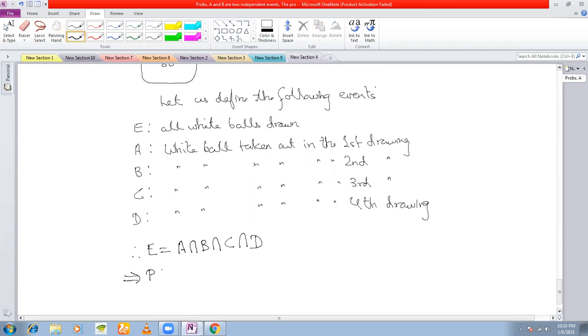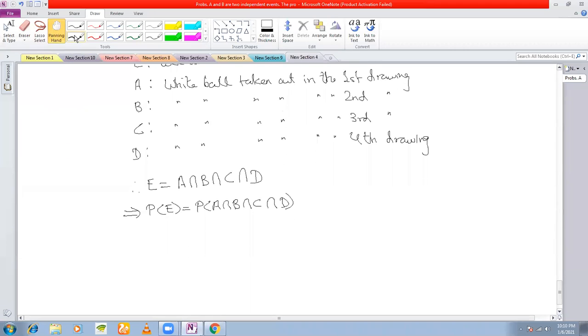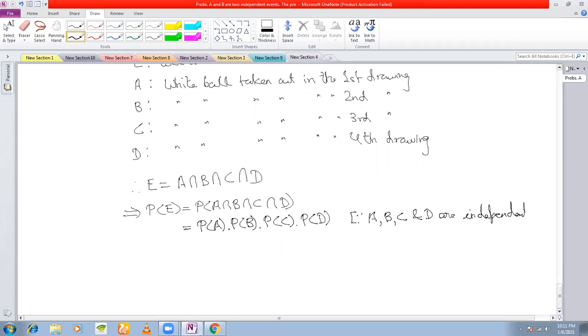That means what is the probability of this event? It is equal to P(A intersection B intersection C intersection D), which is P(A) into P(B) into P(C) into P(D), since A, B, C, and D are independent events.